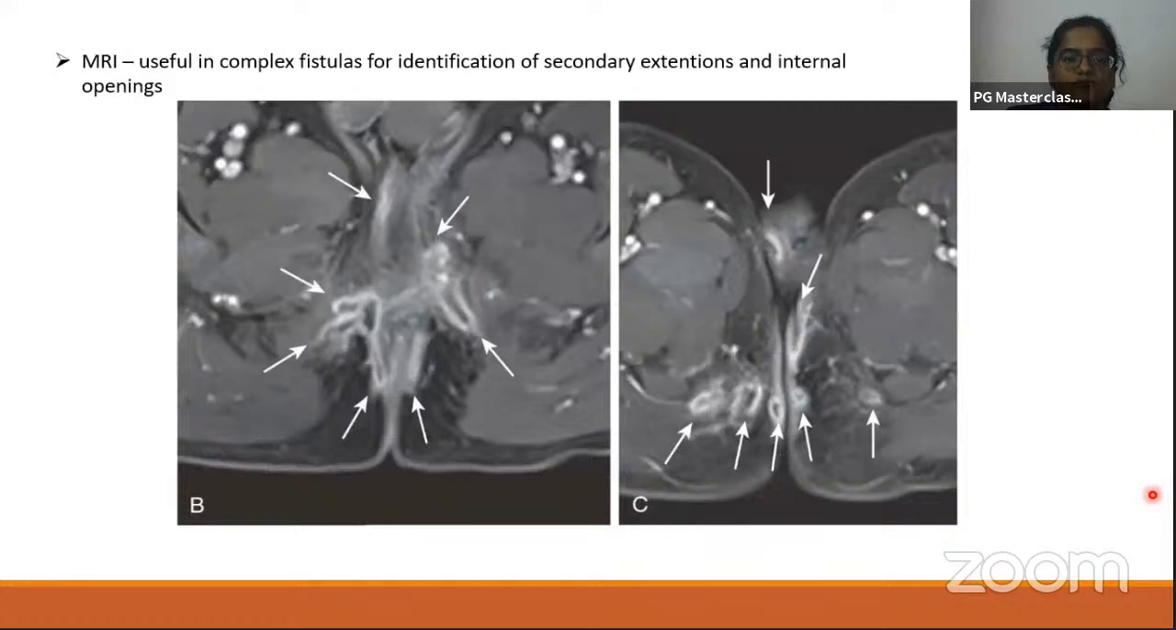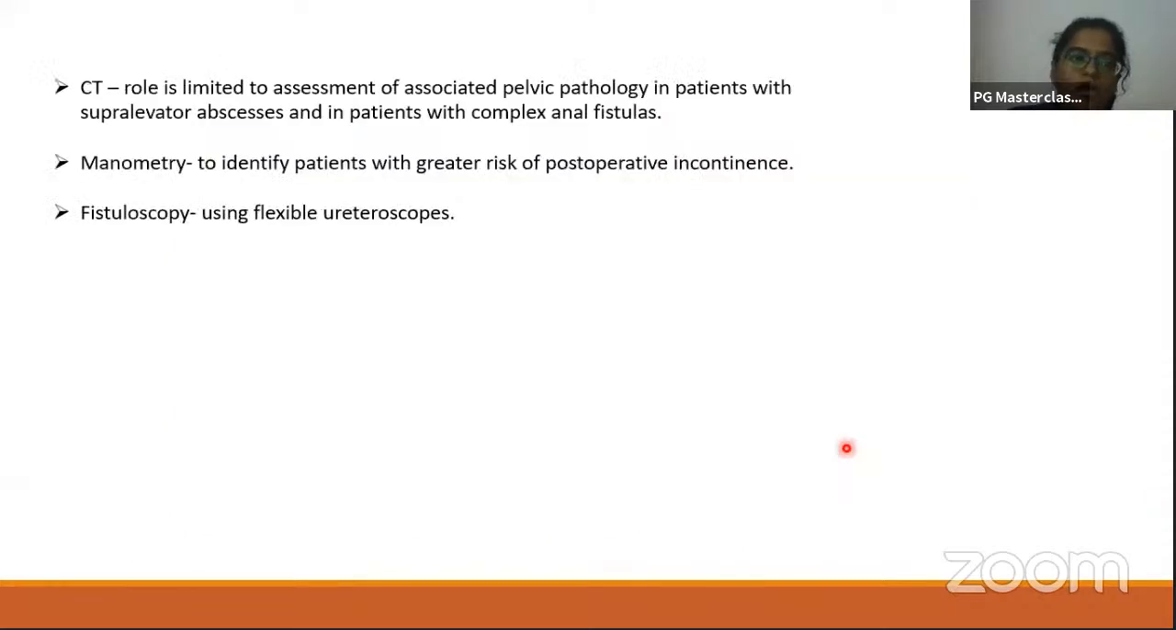MRI is useful in complex fistulas for identification of secondary extension and internal openings. As we can see in this MRI film, there are multiple tracks that are shown by the arrows in bilateral ischiorectal spaces. CT, I think I saw it, but I intentionally did not take it.